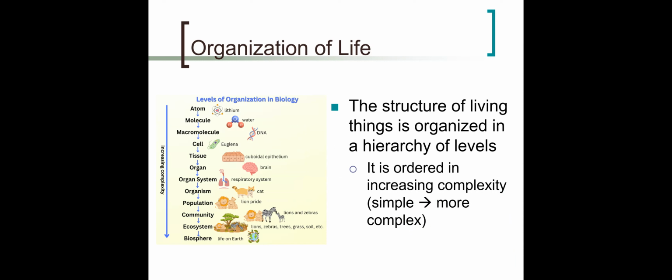The second characteristic of living things is that living things are organized. We have an organized structure that essentially goes from simpler to more complex. So it's kind of a hierarchy of levels, and not all of them are alive. Okay, over here you can see pretty much the whole organization.